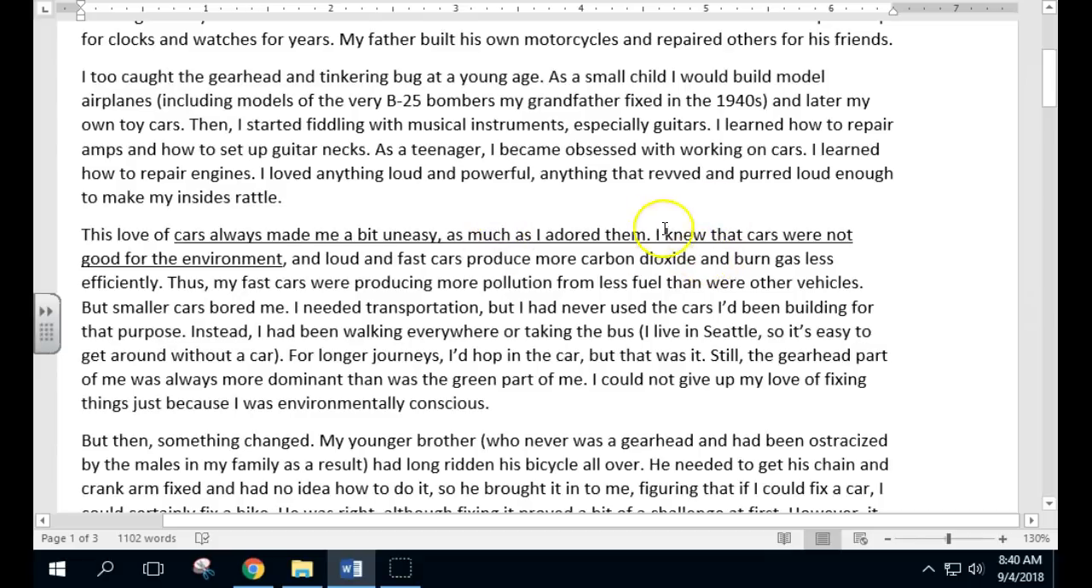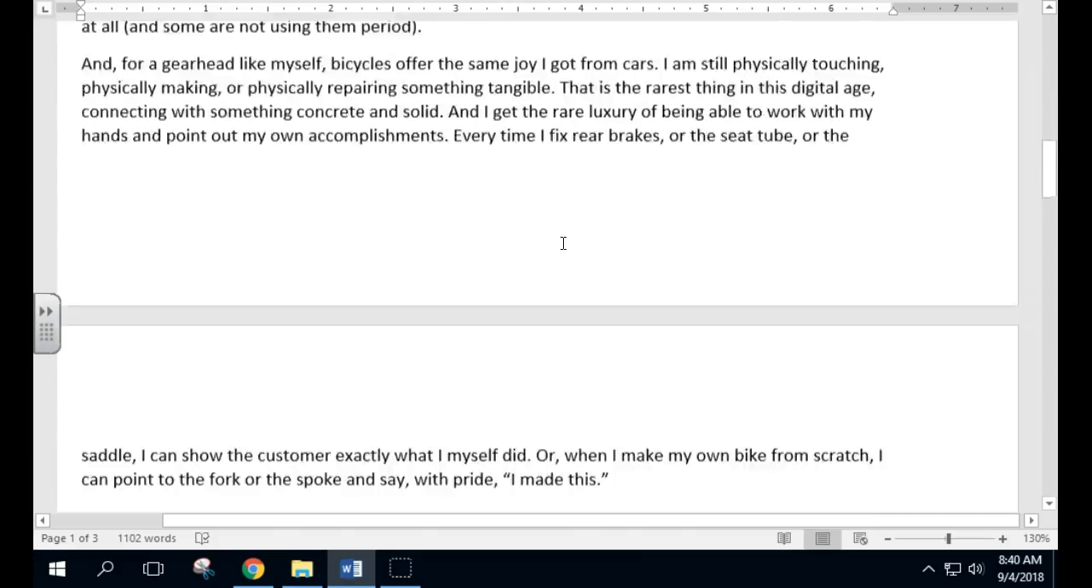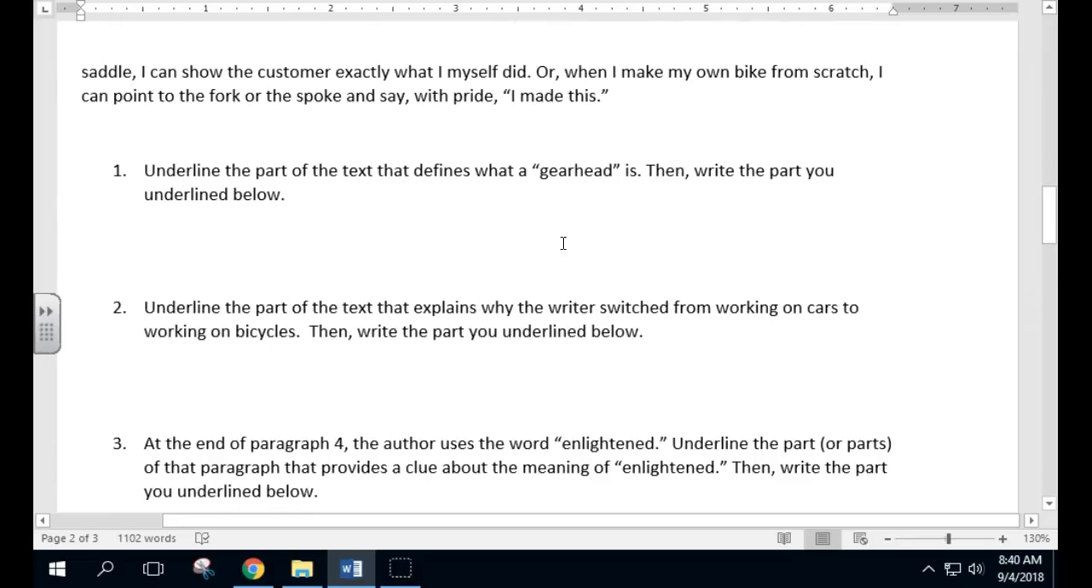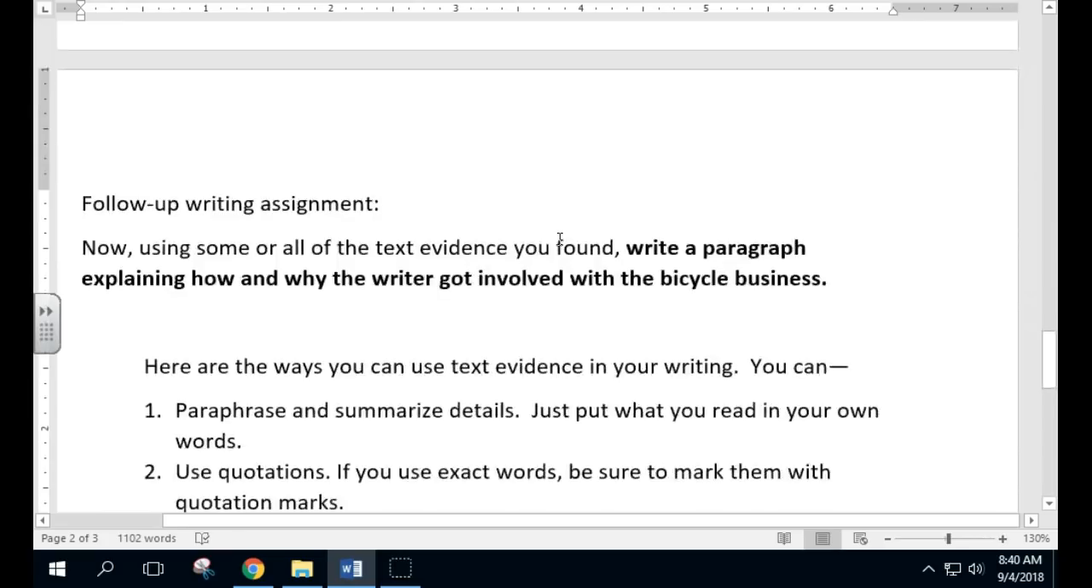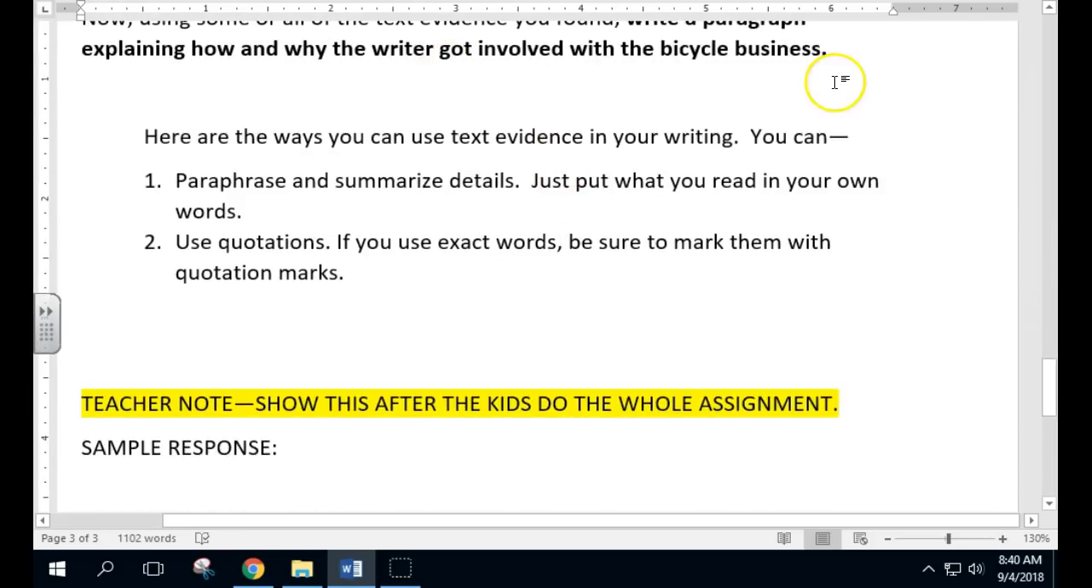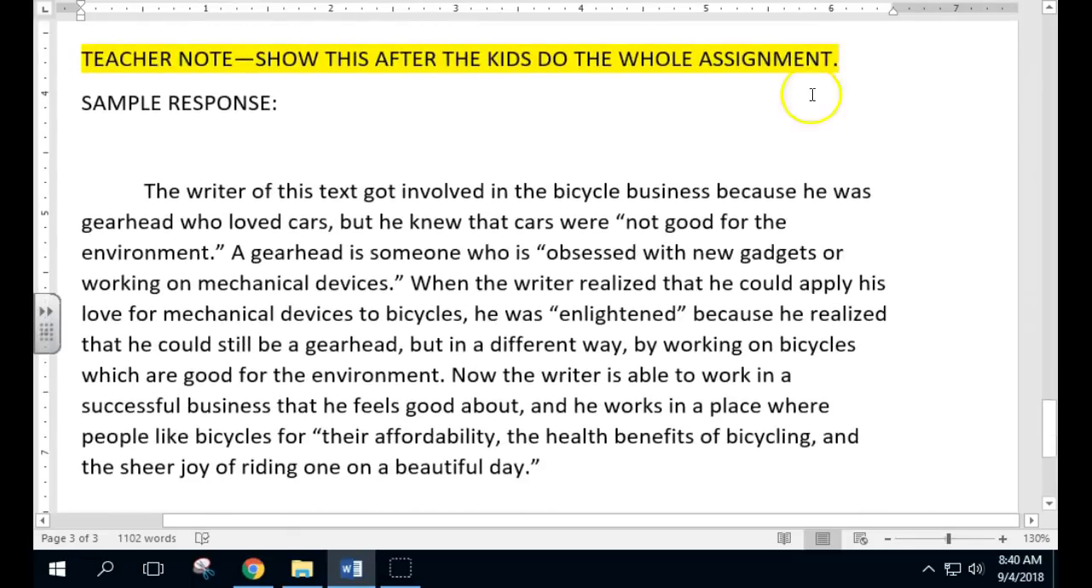I need to think about the question and use the part of the text that makes sense to answer the question. And this annotation right here, cars made me a bit uneasy. I knew cars were not good for the environment. This is the best part that directly answers the question that I've been asked to answer. How or why did the writer get involved in the bicycle business? So again, I used that bit of text evidence. Not good for the environment.